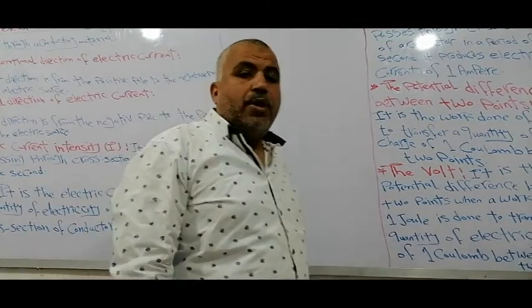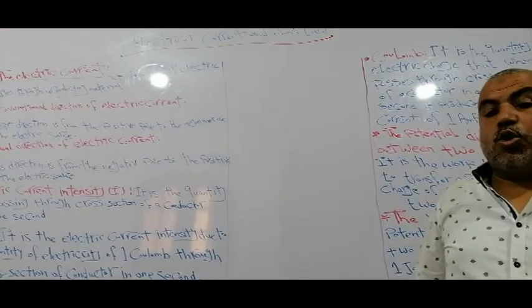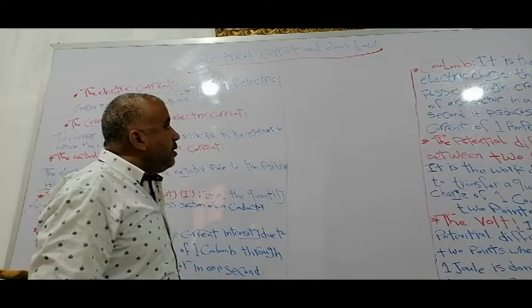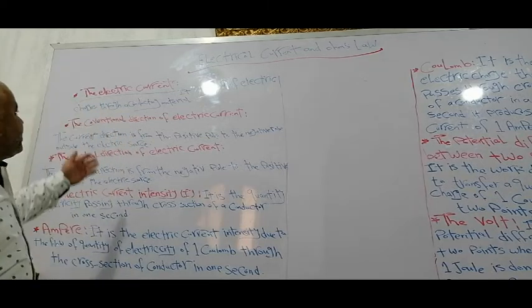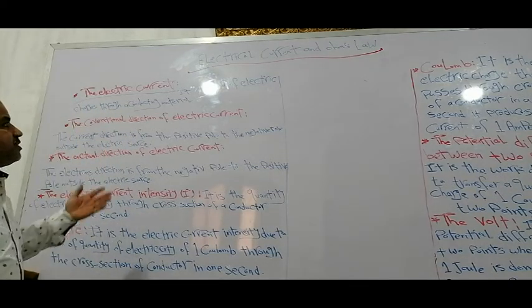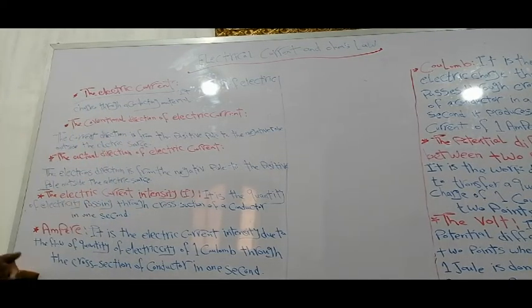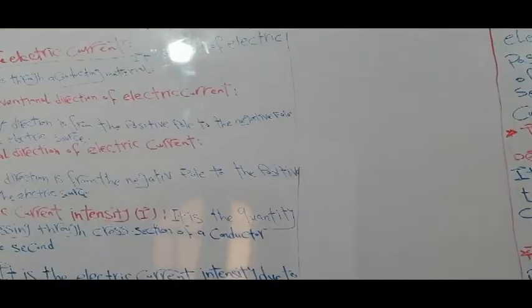Today we are going to talk about electric current and Ohm's law. Electric current and Ohm's law. What is meant by electric current? It's a flow of electric charges through a conducting material.